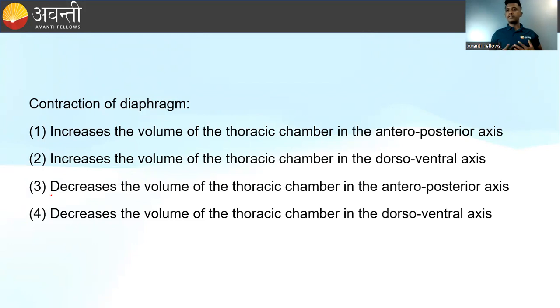When it moves downward, the chest cavity lifts upward and then it expands forward, right? So this leads to the increase in the volume in the thoracic chamber, and that expansion happens in the anterior-posterior axis. So that is why our first option is right.